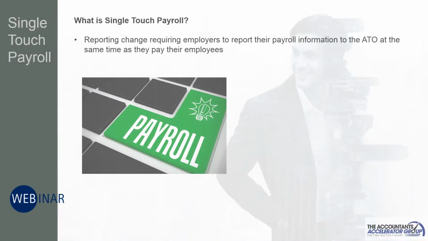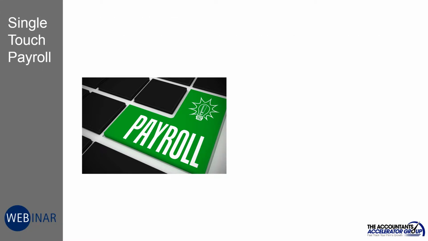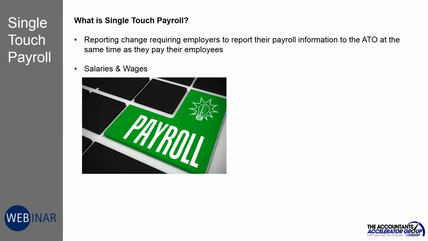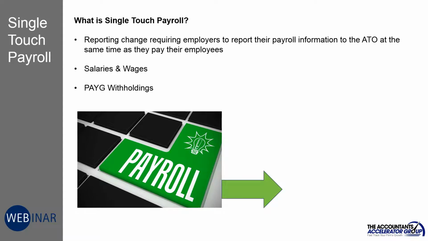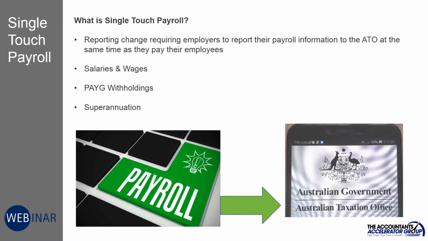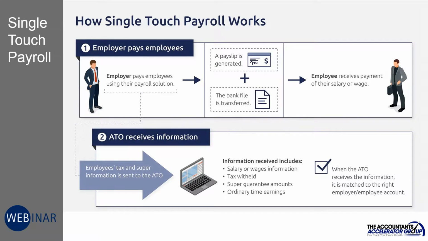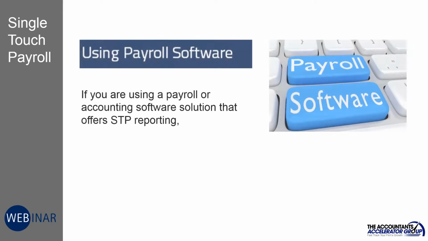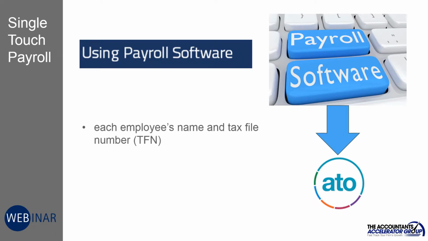Single Touch Payroll, or STP, is a tax office reporting change that requires employers to report their payroll information at the same time as they pay their employees. This means you'll be required to report salaries and wages, pay-as-you-go withholdings, and superannuation every time you pay your employees. If you are using a payroll or accounting software solution that is STP compliant, you will automatically be sending information to the ATO each time you process your payroll.